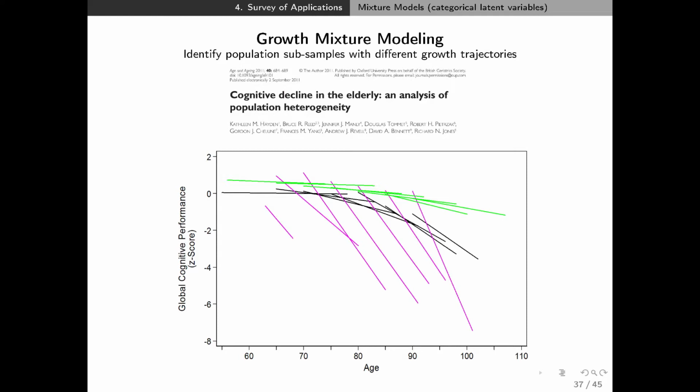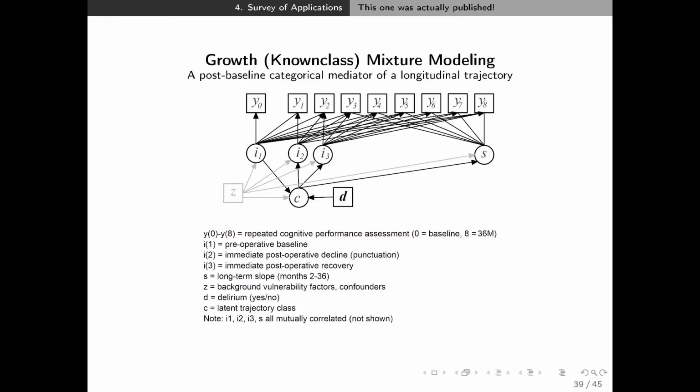So that's something you can do with Mplus too, even though I don't know how to. Here's an example that actually got published. This was an example of doing a known class mixture model, which is a data trick to incorporate a post-baseline categorical mediator in a model of cognitive change over time.